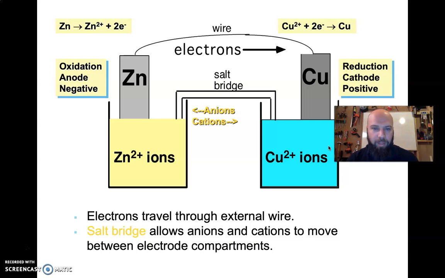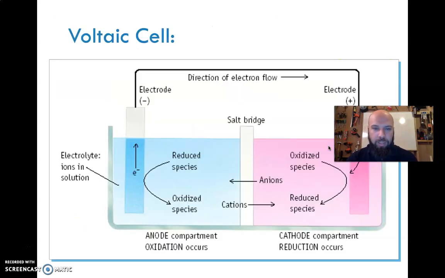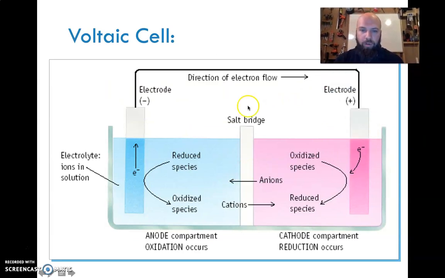Anion-cation movement is happening here, as I discussed previously. Here's another example where it shows a salt bridge that's kind of a semi-permeable membrane between two cells that are within one container. Voltaic and galvanic cells can look like this as well. This just gives another depiction of the electron and ion flow within these cells.